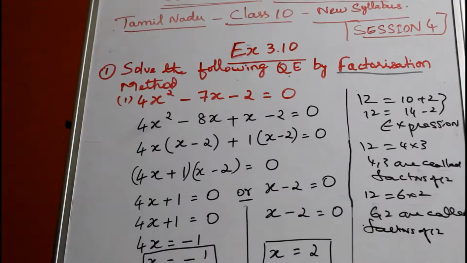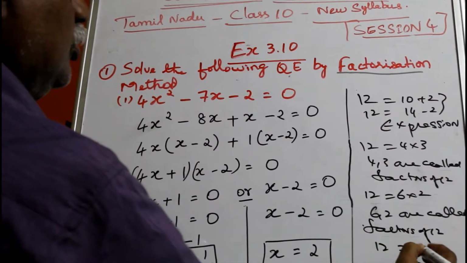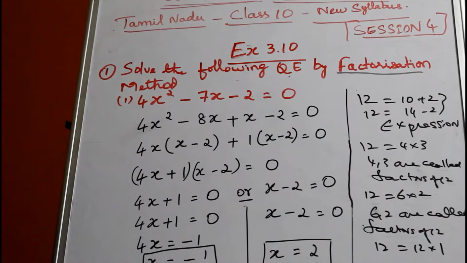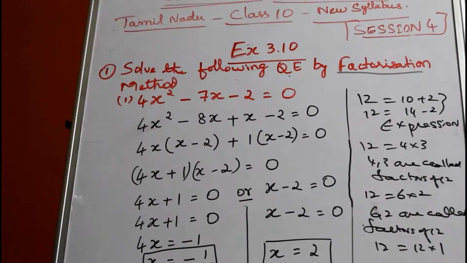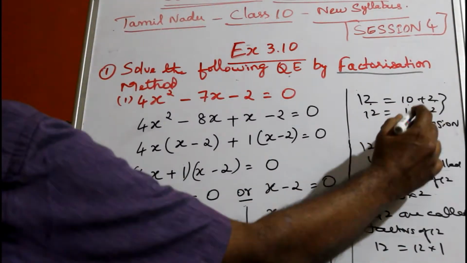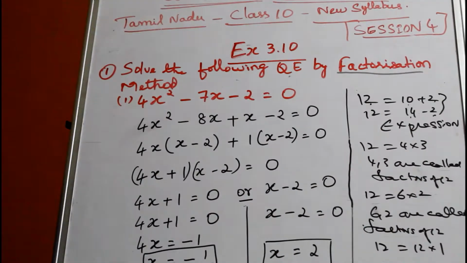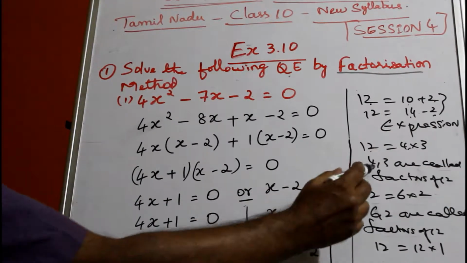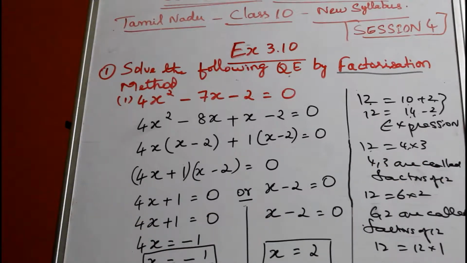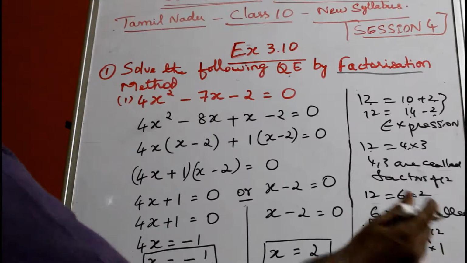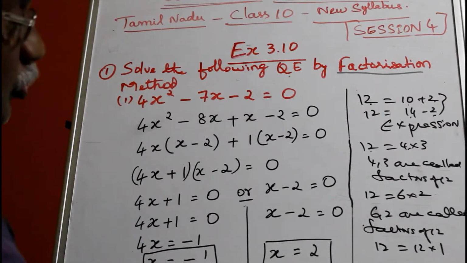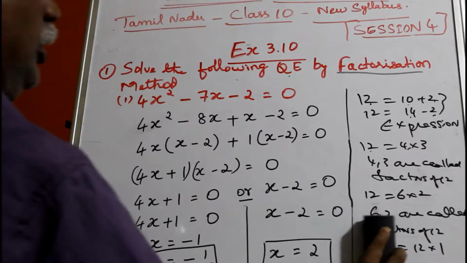Like that, you can even write 12 as 12 into 1. 12 and 1 are called factors of 12. So the factorization method is something like writing in a multiplication form. Again I repeat, 12 you can write like 10 plus 2 and 14 minus 2; these are called expressions. The same 12 you can write as 4 into 3, where 4 and 3 are called factors of 12. 12 you can write as 6 into 2, and as 12 into 1. Now going to the sum.